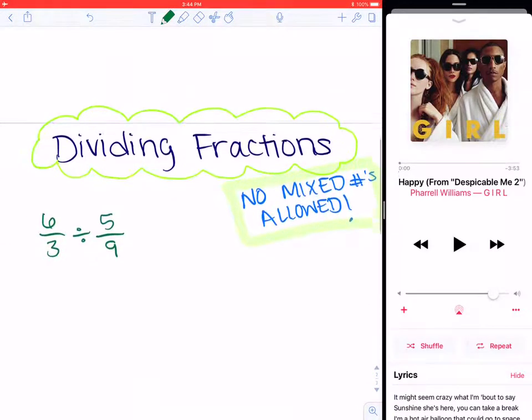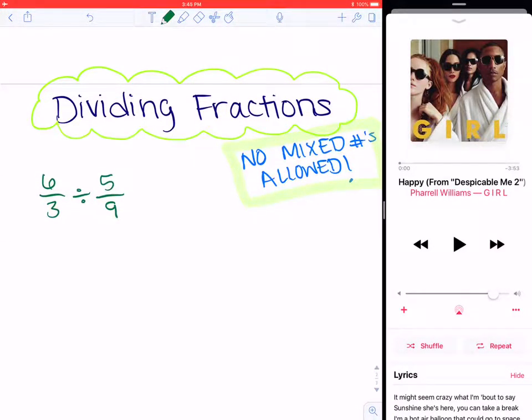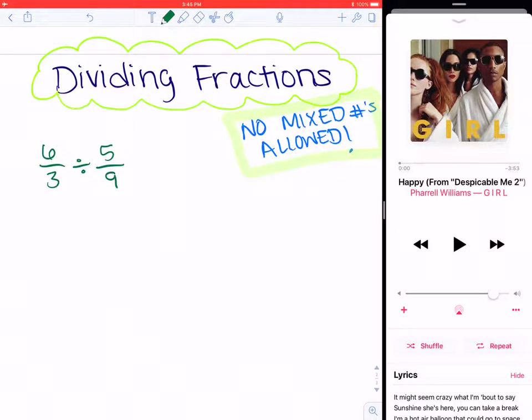Again, with dividing fractions, you may not have mixed numbers. Whew, we don't have mixed numbers. But there's one more step when we divide fractions, and that is the reciprocal. The reciprocal means when we flip a fraction. So if I have 1/2, it becomes 2/1. The reciprocal flips the fraction.